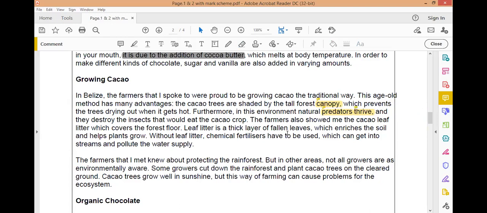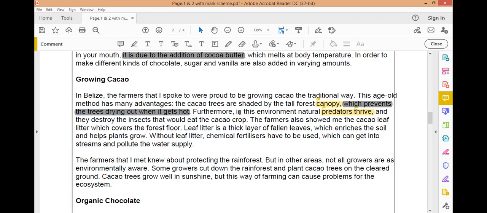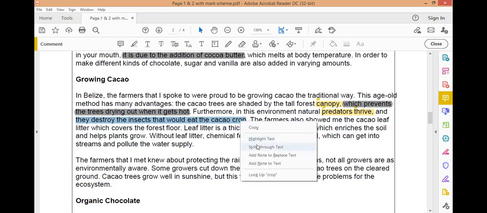The question was, what are the benefits? Can I give the two advantages? Yes. The first one: it prevents the trees drying out when it gets hot, because they are shaded by the tall forest canopy. Excellent. What else? The second one, he said here, furthermore. Predators destroy the insects so the insects would not eat the cacao crop. Well done. So the second one: they destroy the insects that would eat the cacao crop. Thanks so much, Yusuf.